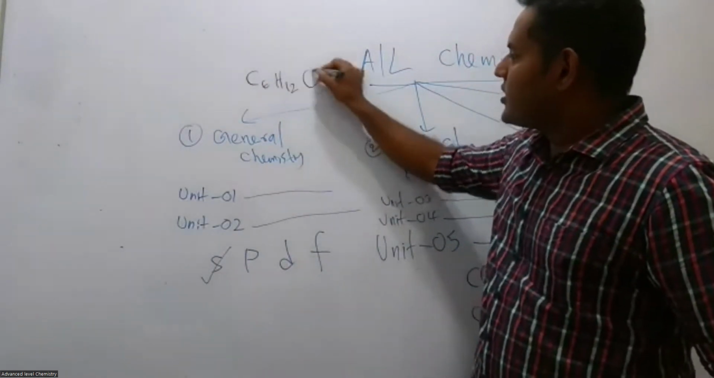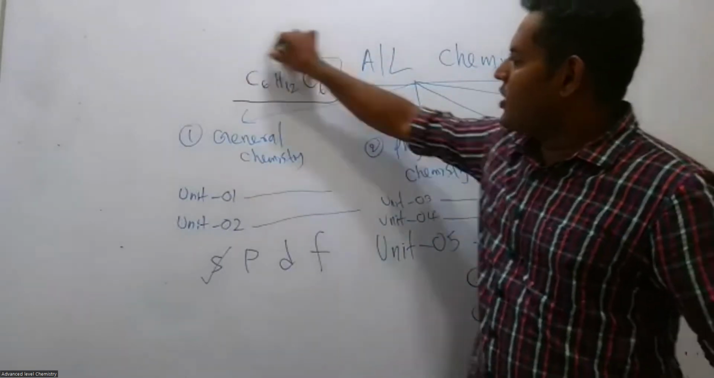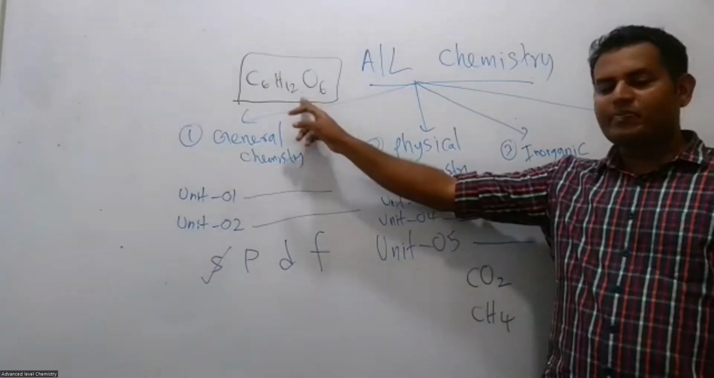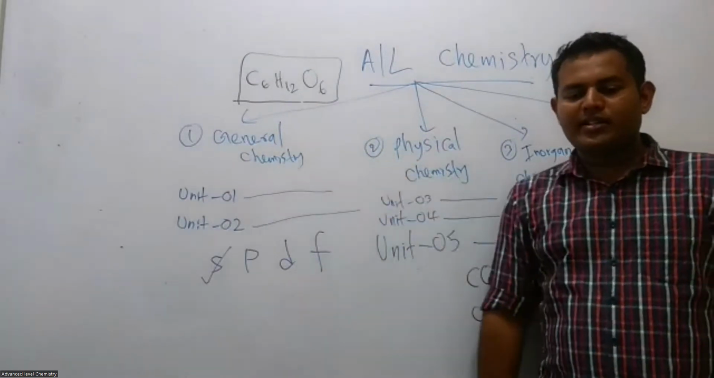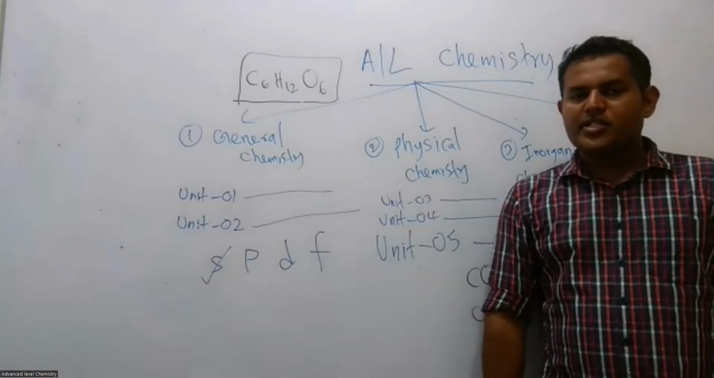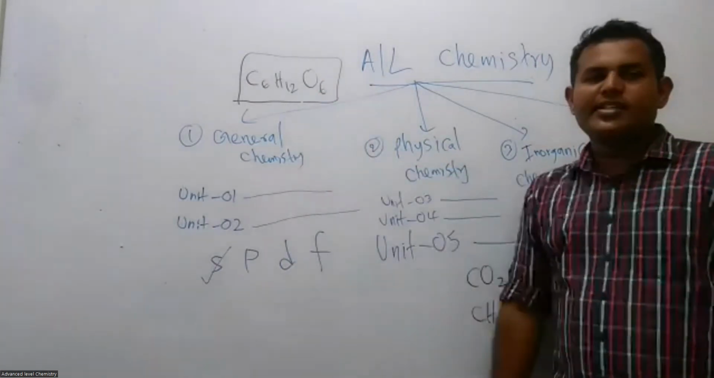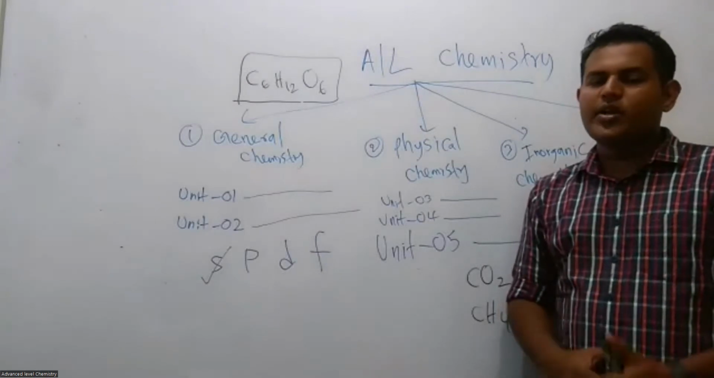C6H12O6. Is it an organic compound or an inorganic compound? This one. How do you understand about that? C6H12O6. Yes. Okay. Very good. This is an organic compound, not an inorganic compound.